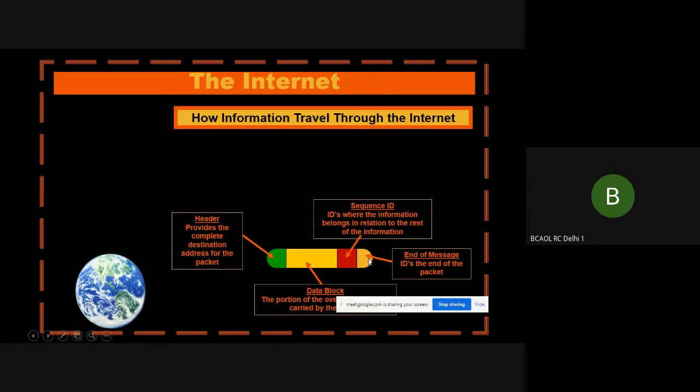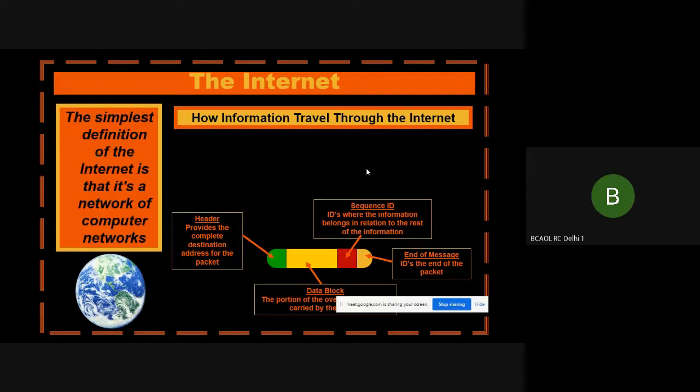And this is the end of message ID, that is the end of the packet. That means this can have another ID to show that this is the ending packet. So this is how the data travels in packets. Do you understand? Any doubt in this? So what is the simplest definition of the internet? It is a network of computer networks, right? Network of networks, interconnection of networks.